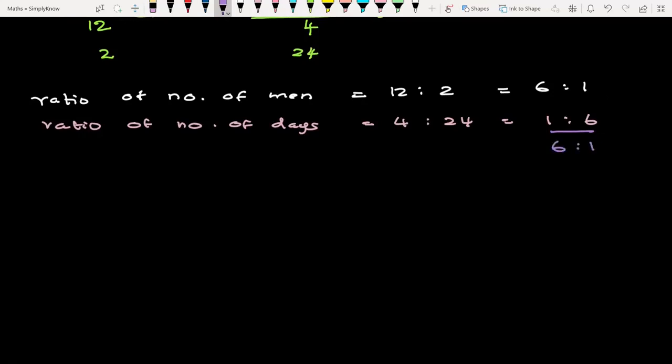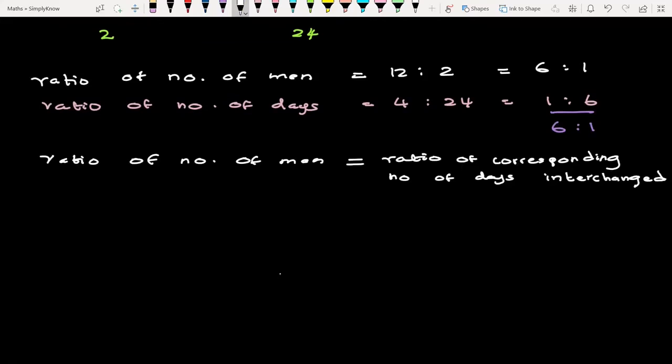6 to 1. Then I can say that ratio of number of men equals ratio of corresponding number of days interchanged. So the ratio of number of men is 6 to 1, and the ratio of corresponding number of days interchanged is also 6 to 1. So such a relationship between two quantities is called an inverse proportion.